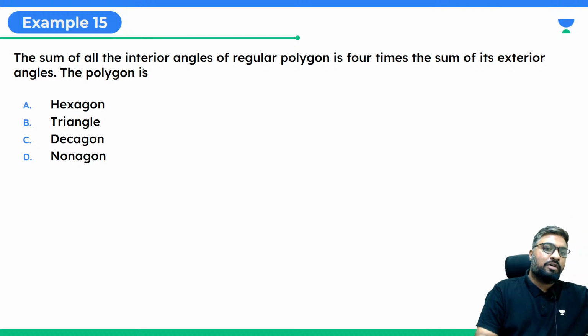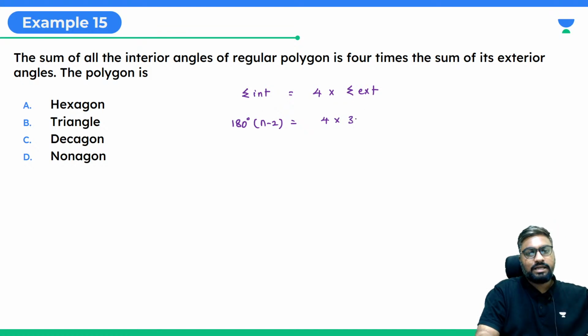So what are they saying? The sum of all the interior angles of a regular polygon is 4 times the sum of exterior angles. The sum of interior angles is 180 degrees into n minus 2. They are saying this is 4 into the sum of all the exterior angles, that is 360 degrees. Yes, this is once, this is 2 times. If n minus 2 is 8, then n is equal to 10. Number of sides is 10.